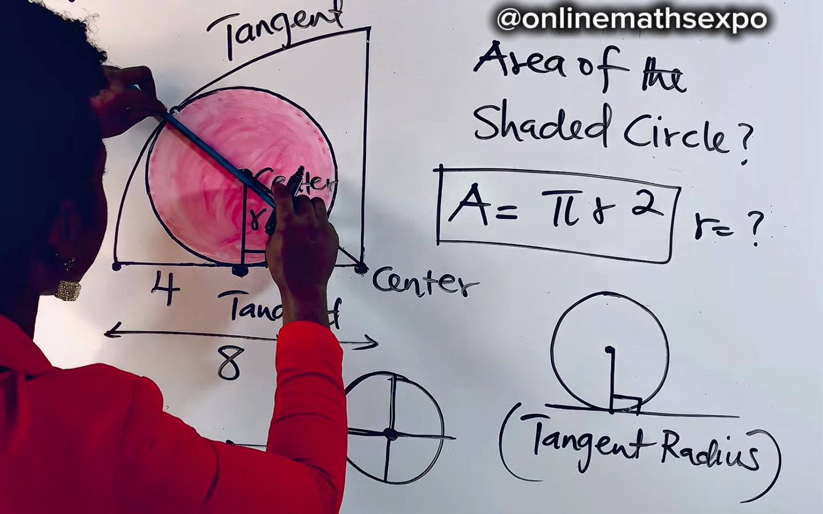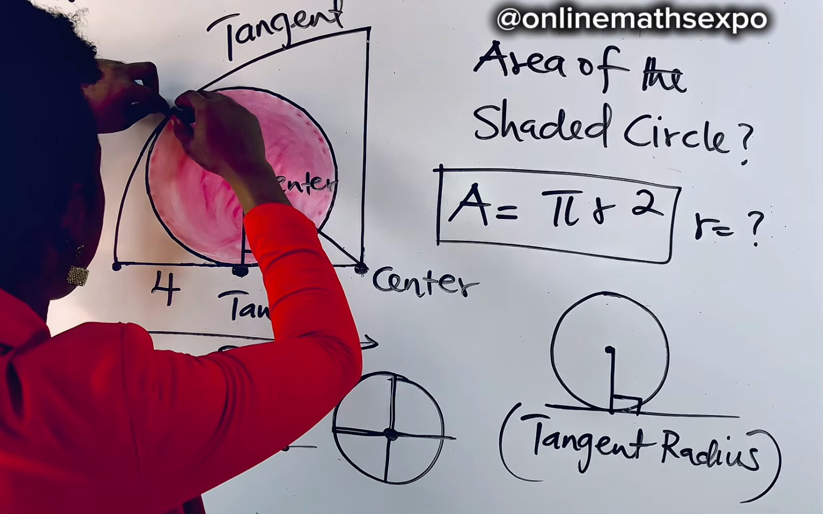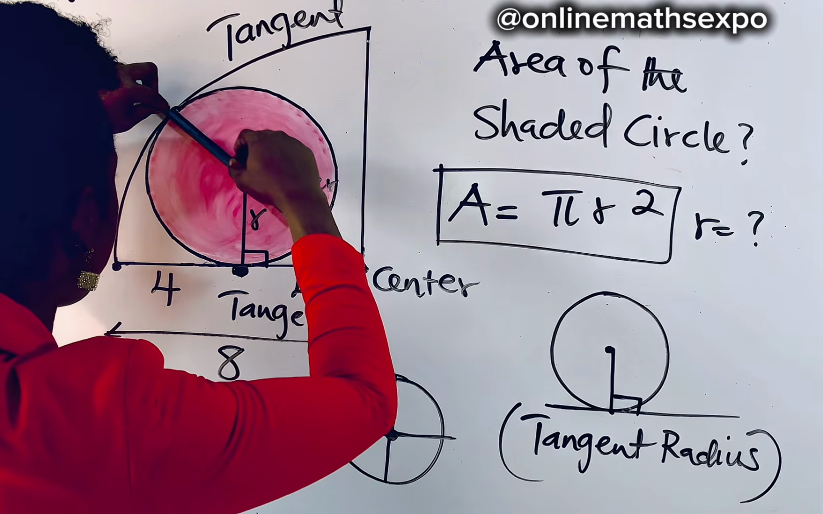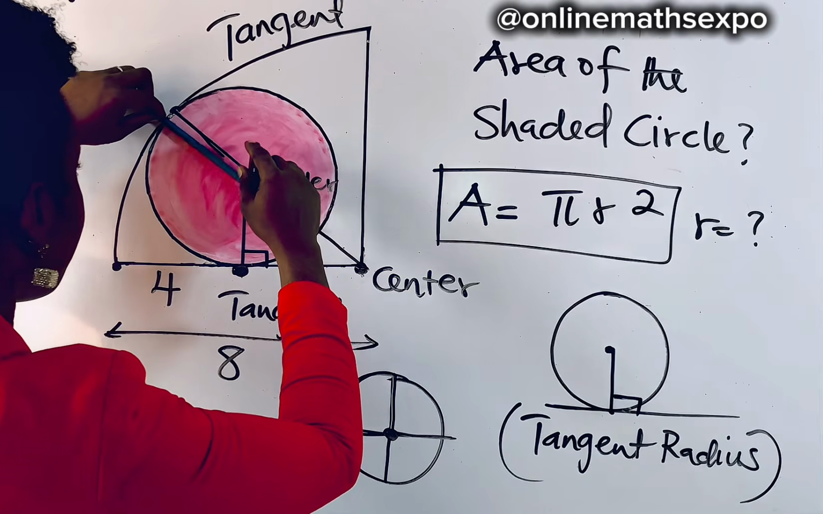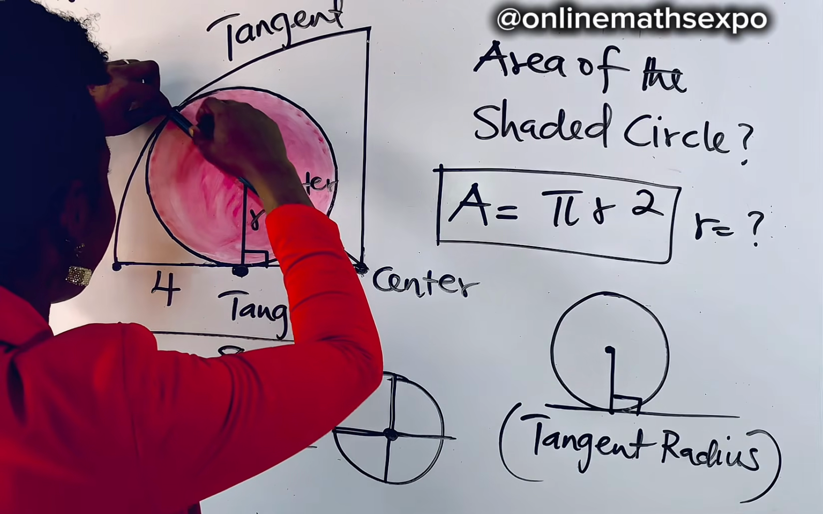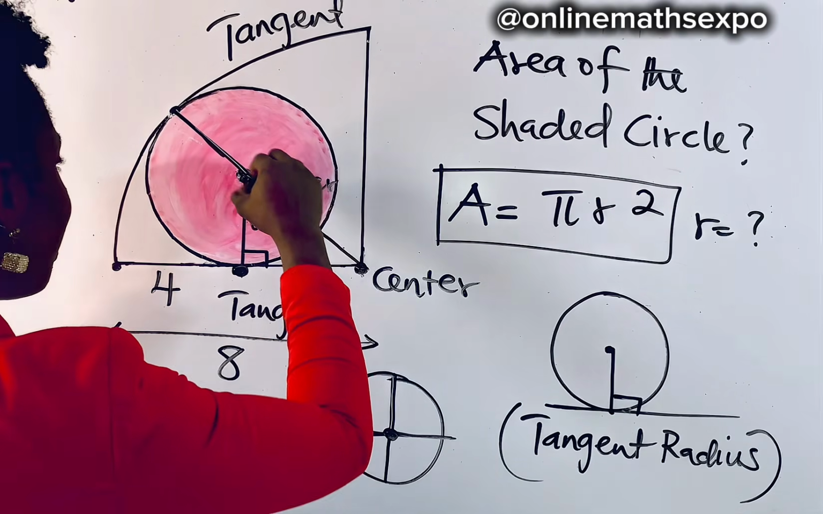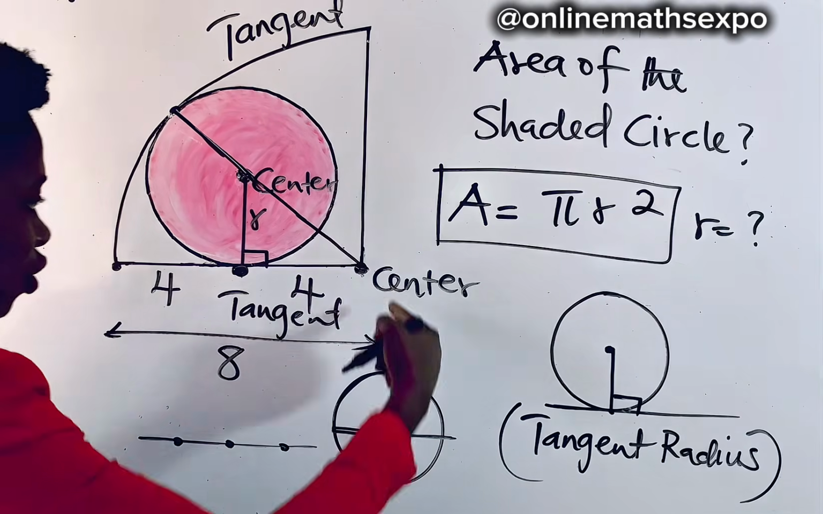So we join this. So let's join it very well. So this is what we have. This is a straight line.